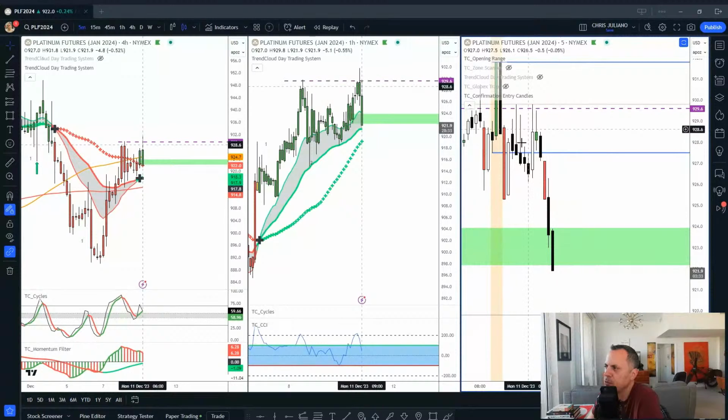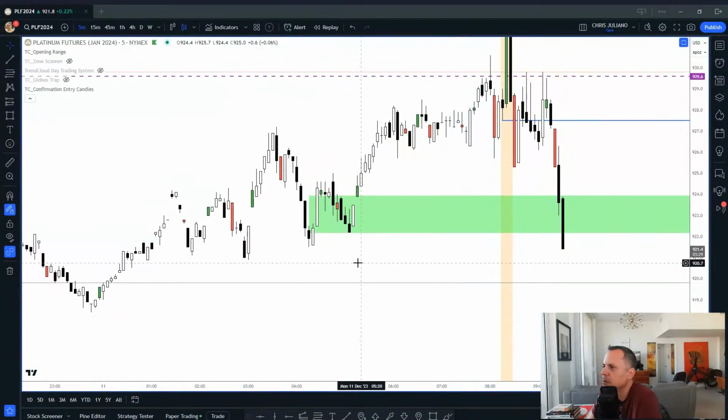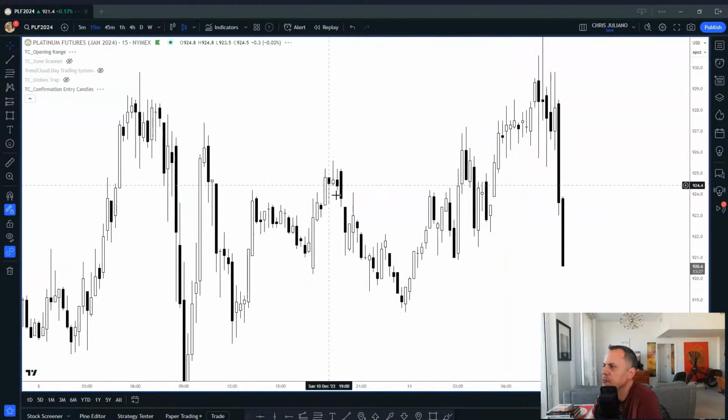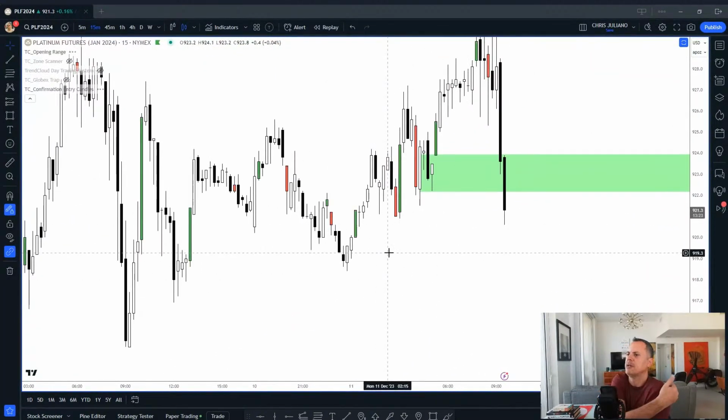A lot of people here are going short. Where is this going to head to? Go back to your 15-minute chart here. Where's the next level?